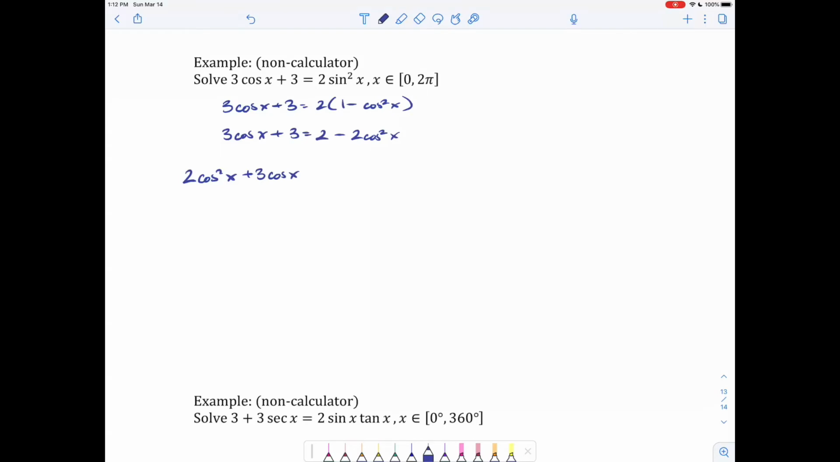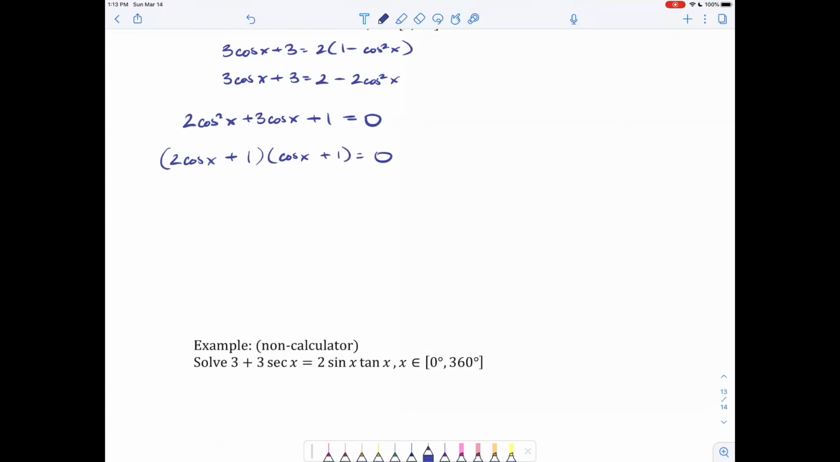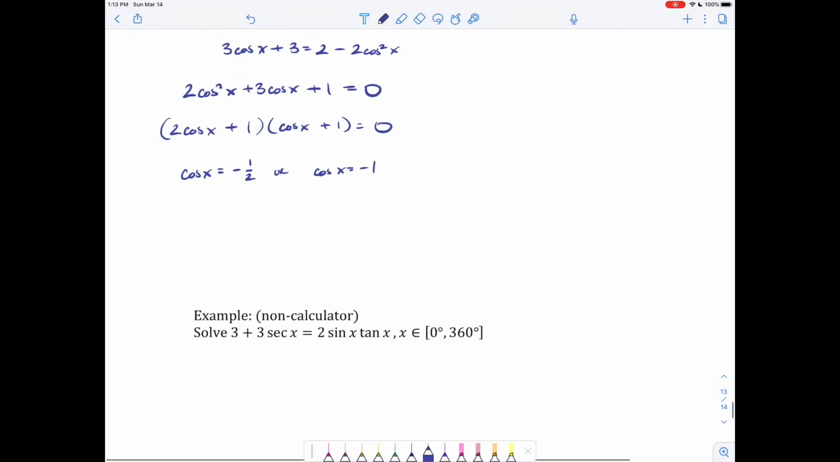And 3 minus 2 is when? Non-calculator, I hope this is factorable. Well, it's got to be a plus. Boom. So 2 scenarios. One is that cosine of x is negative a half, or cosine of x is negative 1. What's that going to give me for answers?